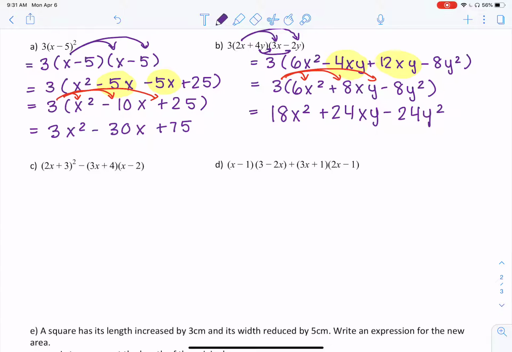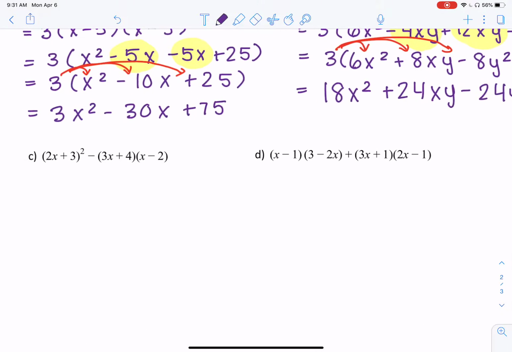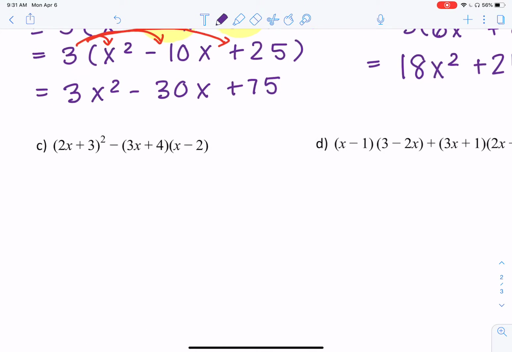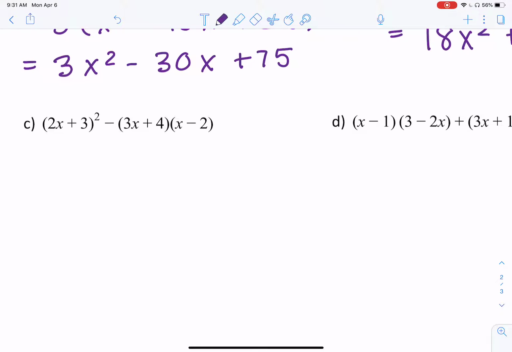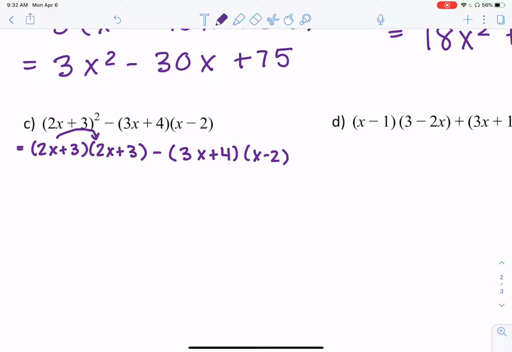Okay, 2 more quick examples. So these ones get a little more challenging, but the same ideas apply. So we'll work on C first. So the first thing we're going to do is write out that 2x plus 3 all squared. So again, when it's squared, it's just 2x plus 3 multiplied by itself. And then we haven't done anything with the other part, so we'll just leave it there. And now we're going to multiply our binomials. Multiply that one.